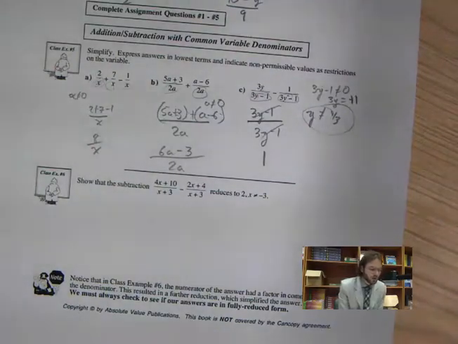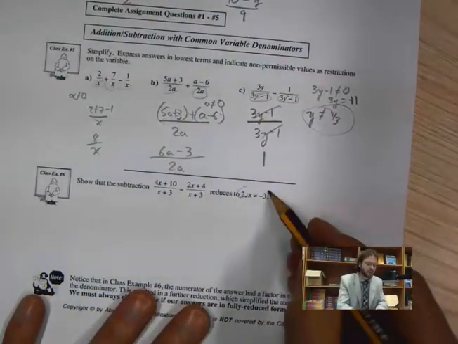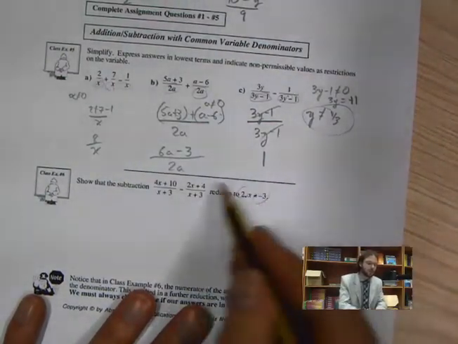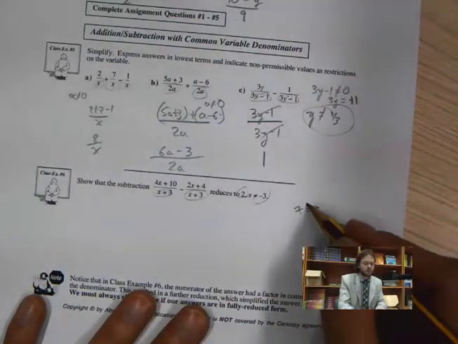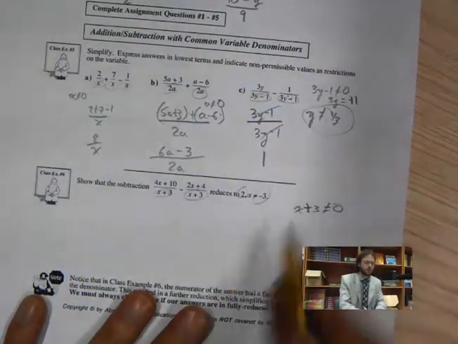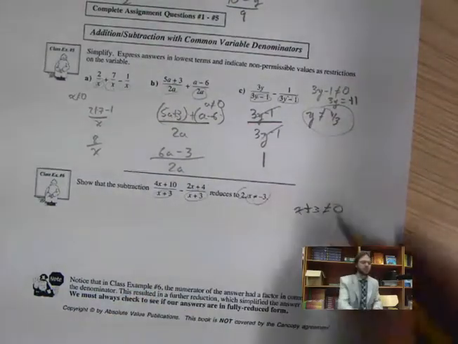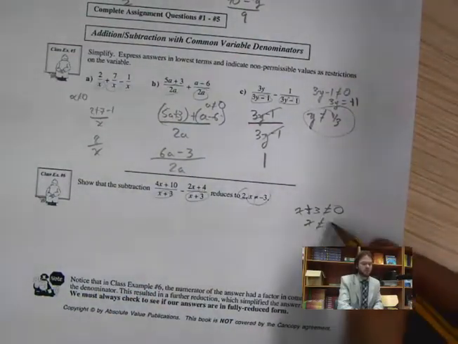So let's take a look at class 6. It says, show that the subtraction of these reduces to 2, and x cannot equal negative 3. Well, that's already given there. It's x plus 3 cannot equal 0. So then we know that's my restriction. Okay, so x not equal to negative 3.